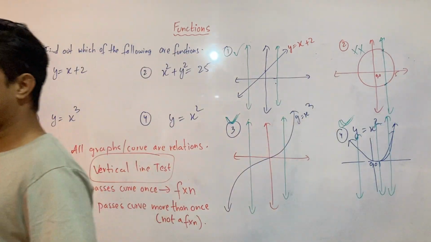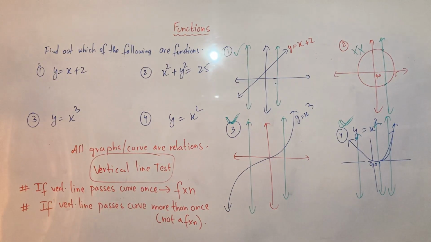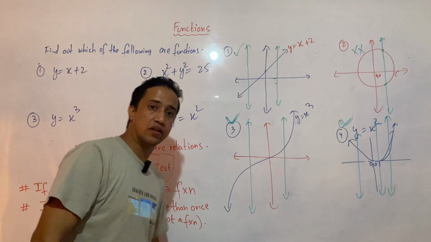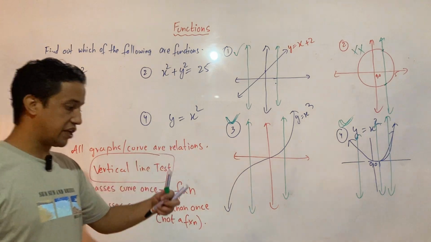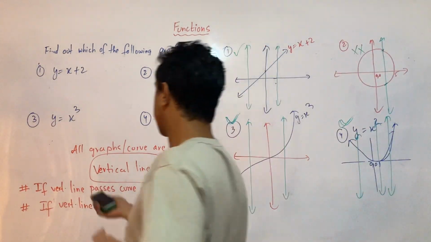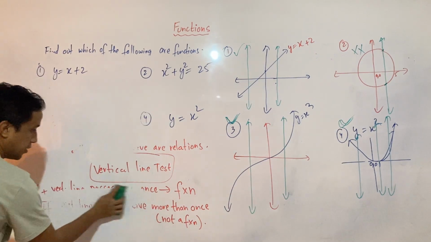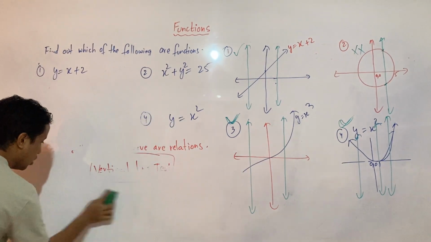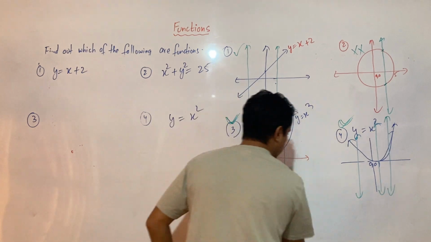So always remember that if a vertical line passes the curve only once, then the given curve is a function. This is important. Keep these things in your mind. All right, now a few more things.